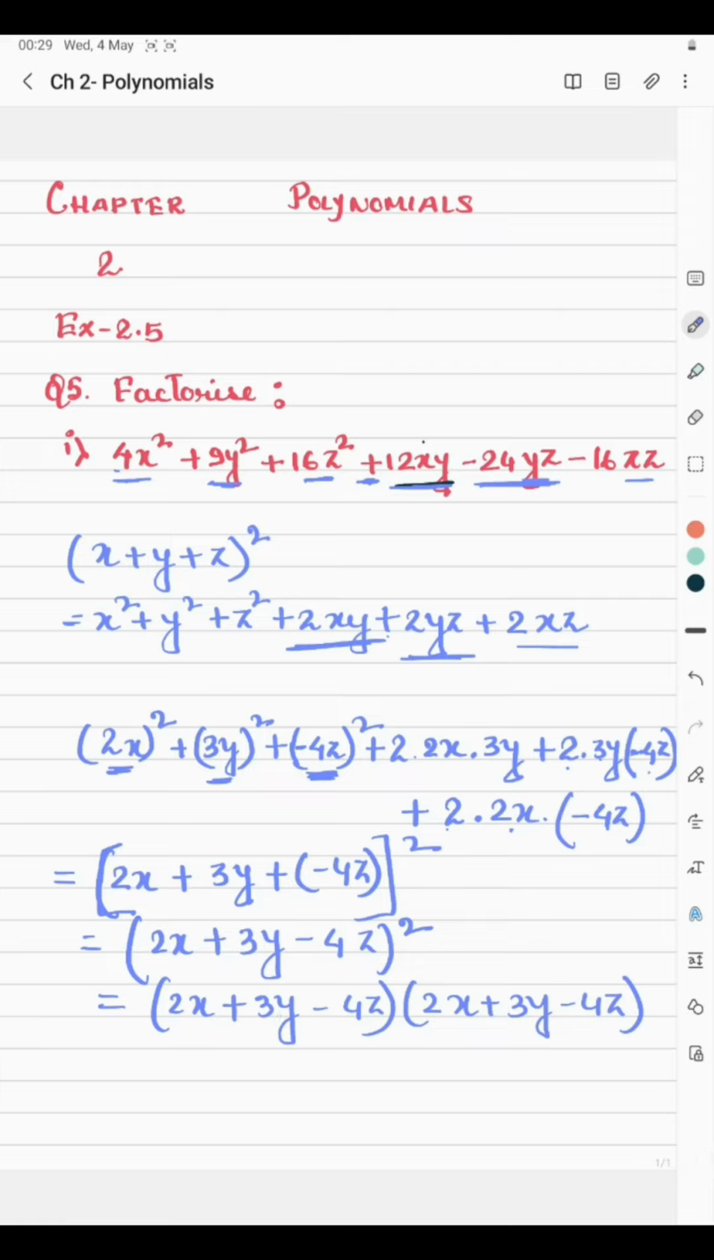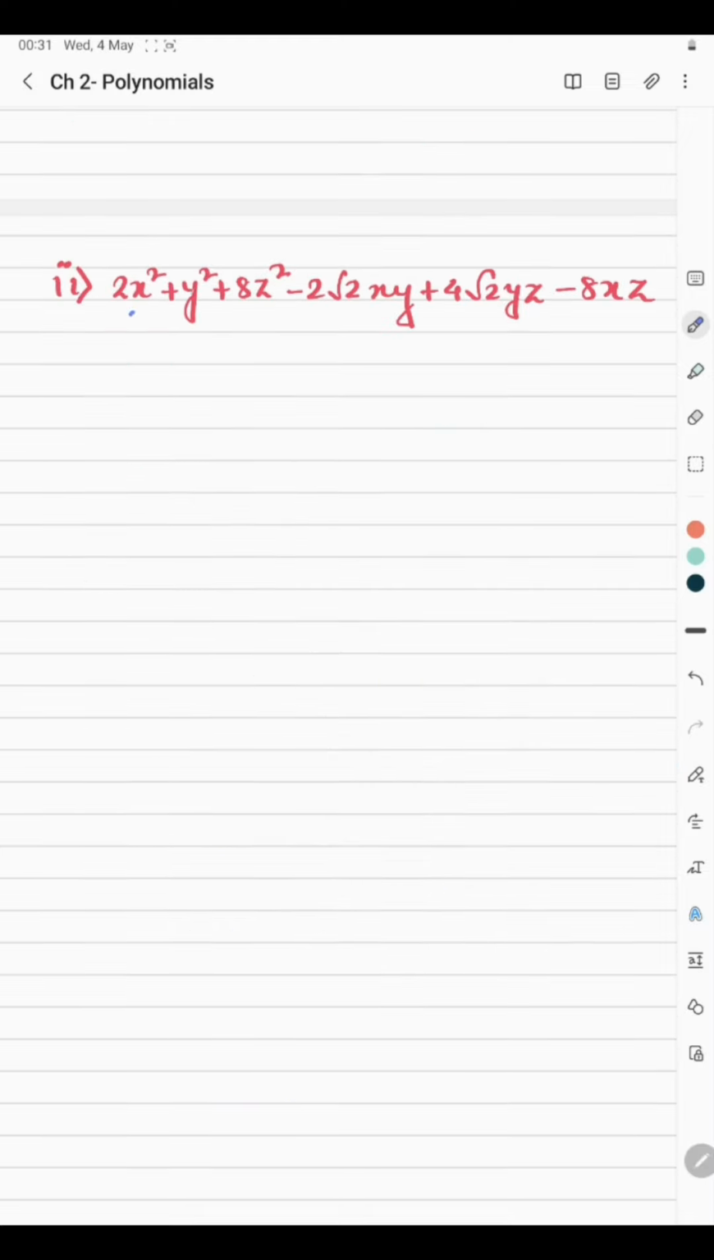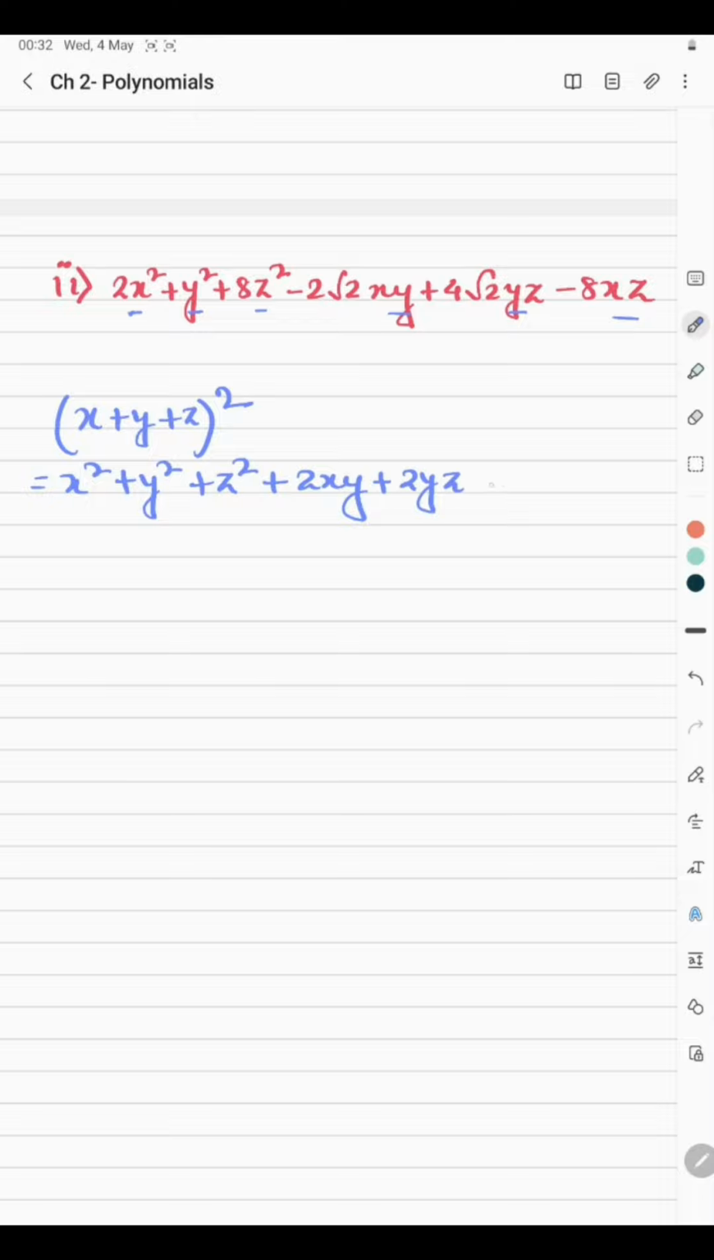Now in the second part we have 2x square plus y square plus 8z square minus 2 root 2 xy plus 4 root 2 yz minus 8xz. Again here we have the x square, y square, z square terms, and then we have xy, yz, zx. That means this is in the form of x plus y plus z whole square, which is x square plus y square plus z square plus 2 into xy plus 2 into yz plus 2 into zx.